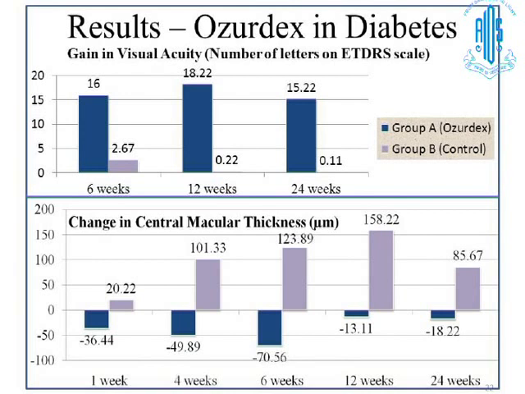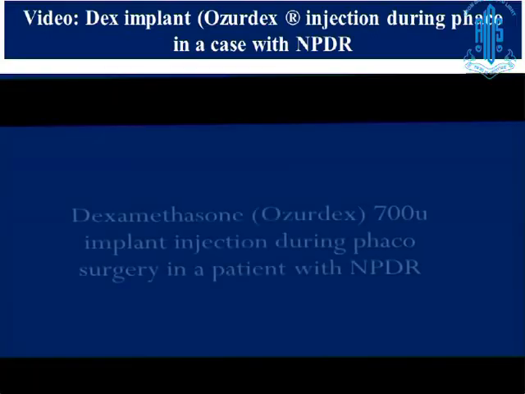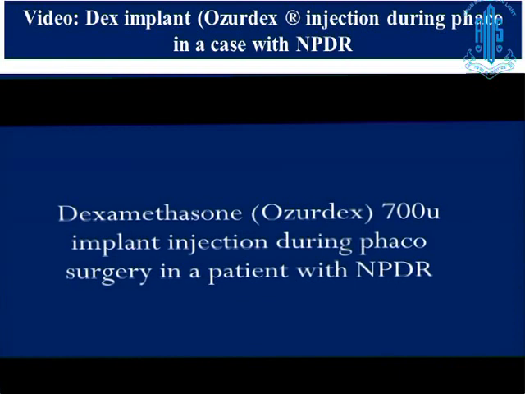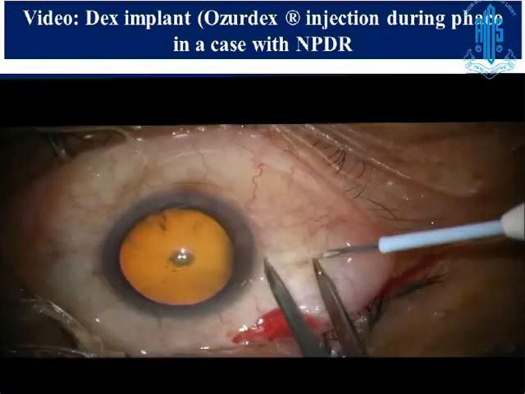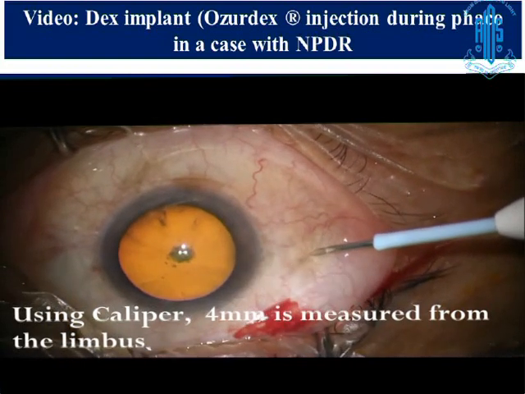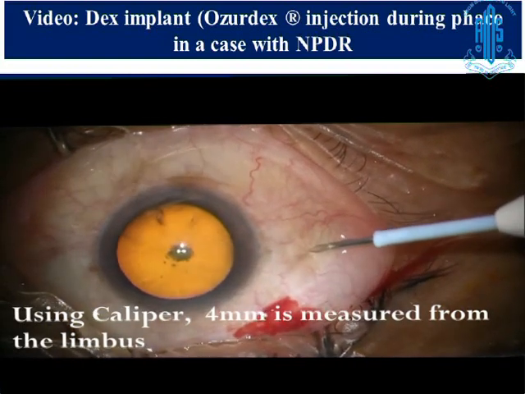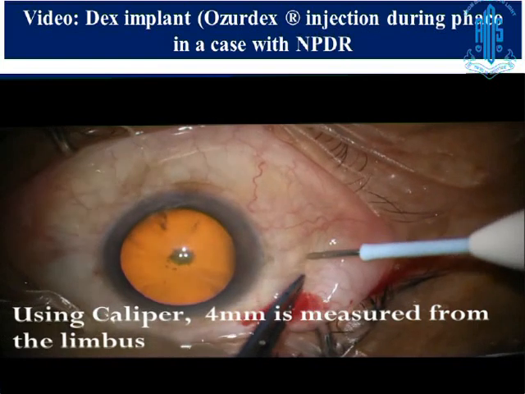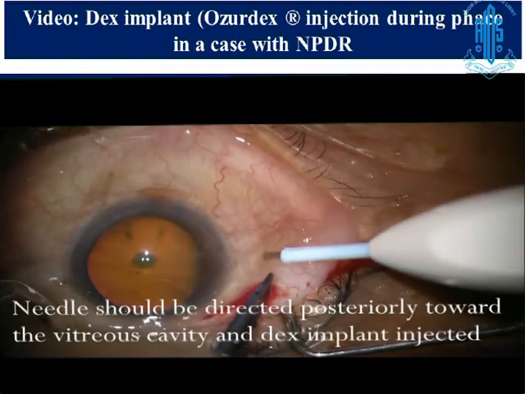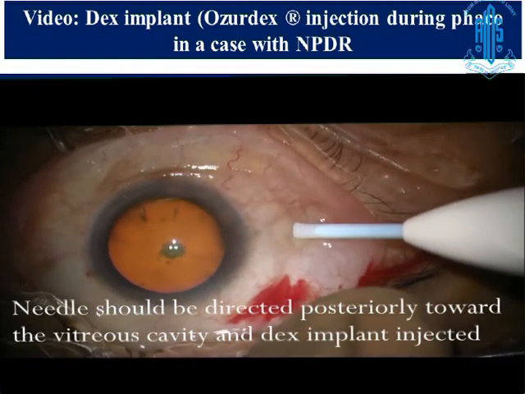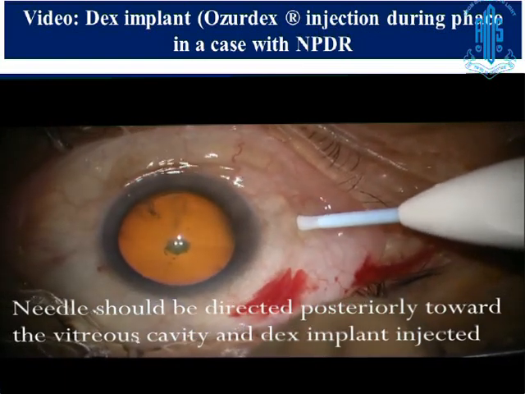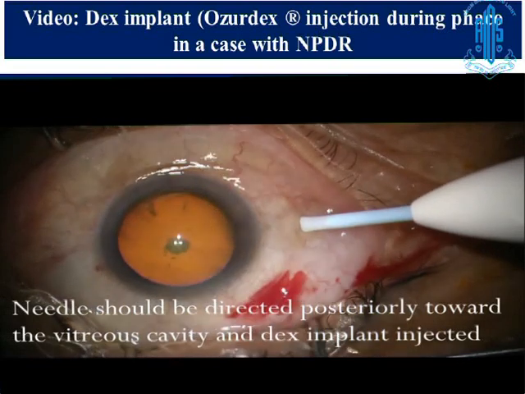This is a small clip which shows how the Ozurdex injection should be given. I give the injection just before starting phaco surgery because later on, after finishing, there may be low pressure. It is given 3.5 to 4 millimeters from the limbus, and the needle should be directed toward the vitreous cavity. This is how it is injected, and then you have to close the incision.